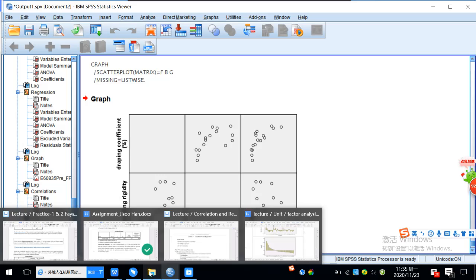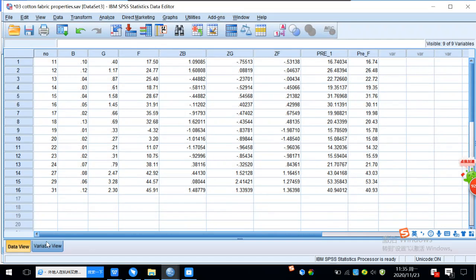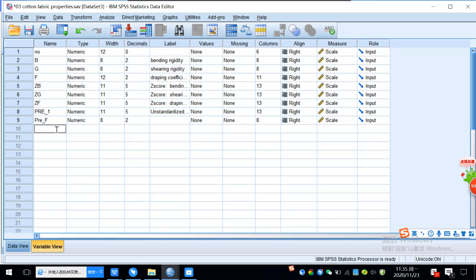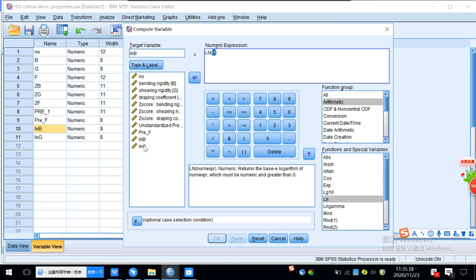So firstly, we needed to transform it. We will establish two variables here. One is log B, and the other is log G. Let's calculate log B first. Log B is arithmetic. The function group is arithmetic. And here is log B.